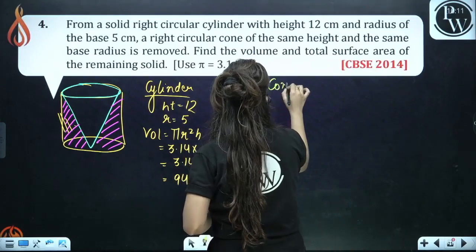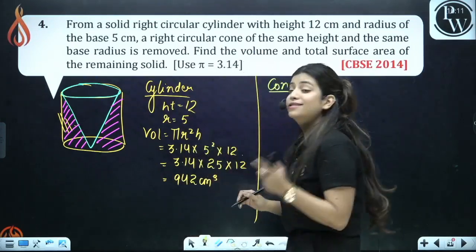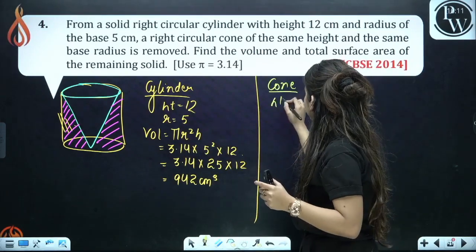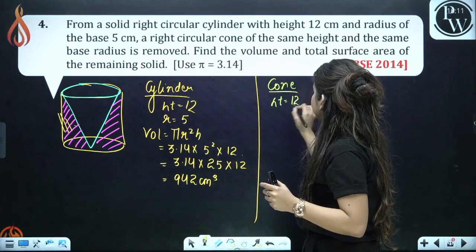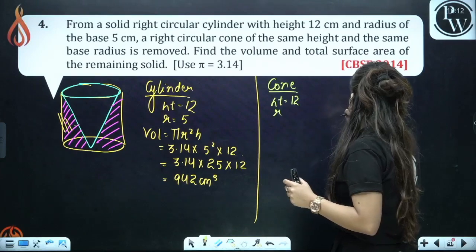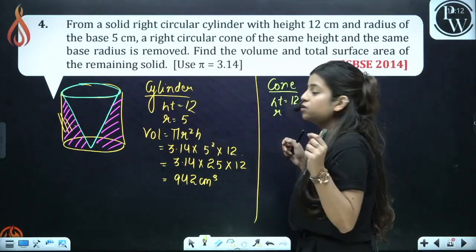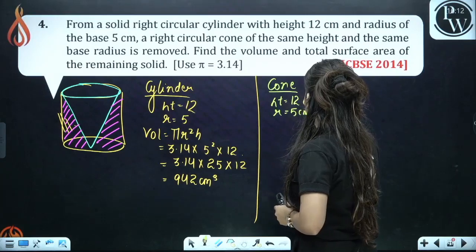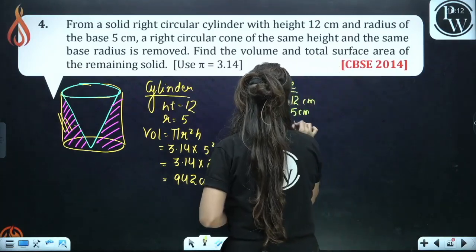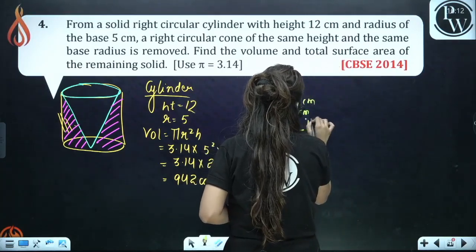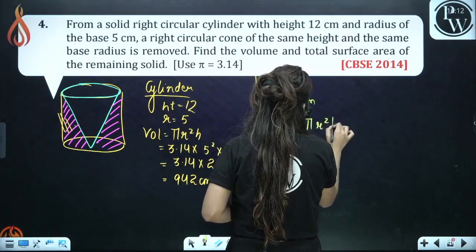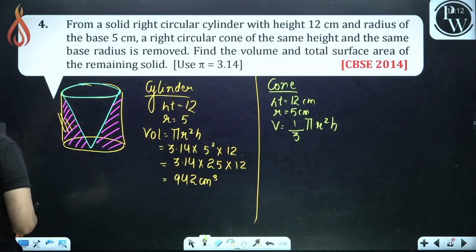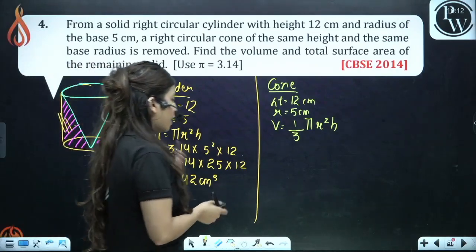Now, if I switch to cone, the cone has the same height as that of the cylinder. So the height of the cone becomes 12 again. It has the same radius as that of the cylinder. So the radius of the cone becomes 5 centimeter. And if I talk about the volume, students, that is 1 by 3 pi r square. We could have taken common if we had to.